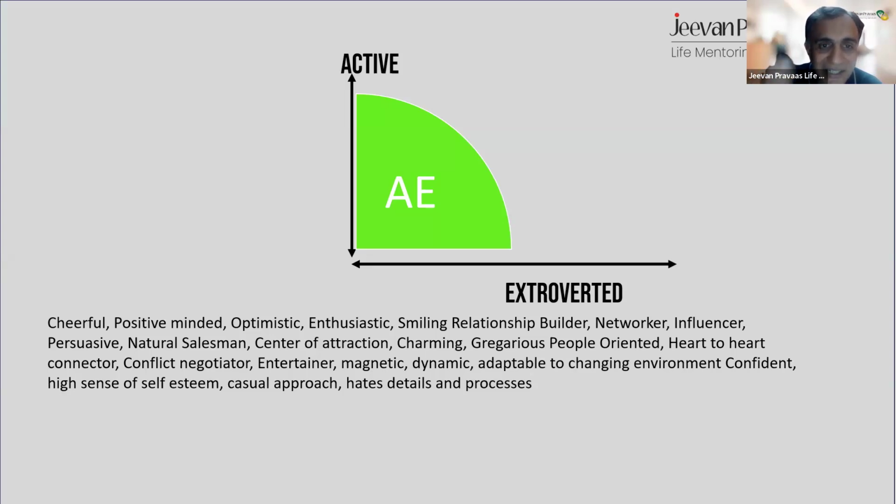So once we understand that this is the primary category of this person, we kind of understand the nature of that person. Now we are visualizing this person. He is always cheerful, always meeting people, center of attraction, very friendly, very confident. He connects with people very well. He's a good influencer, good motivator, natural salesman, a good networker. He is more casual in his approach.